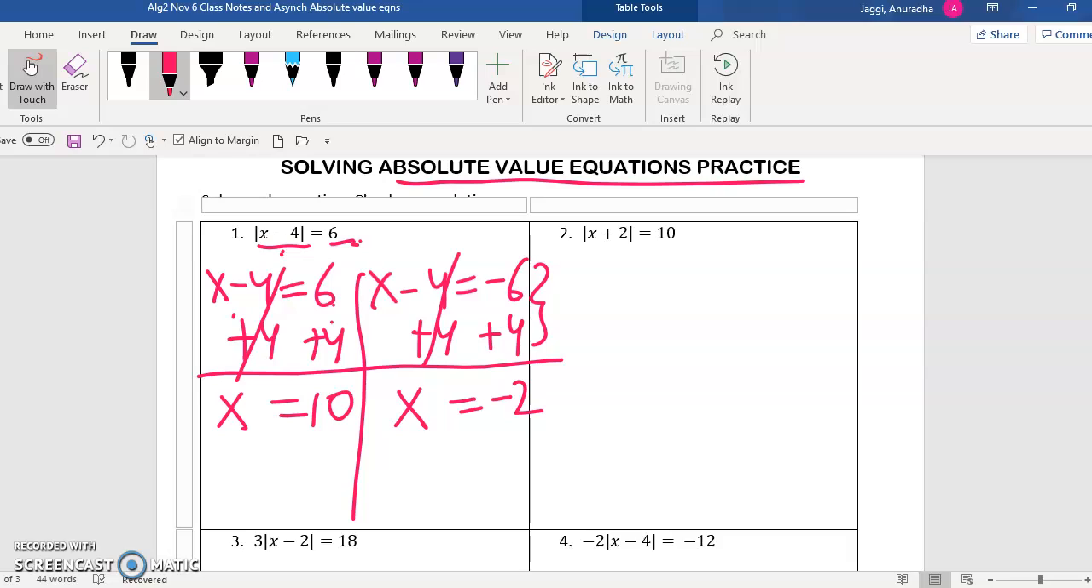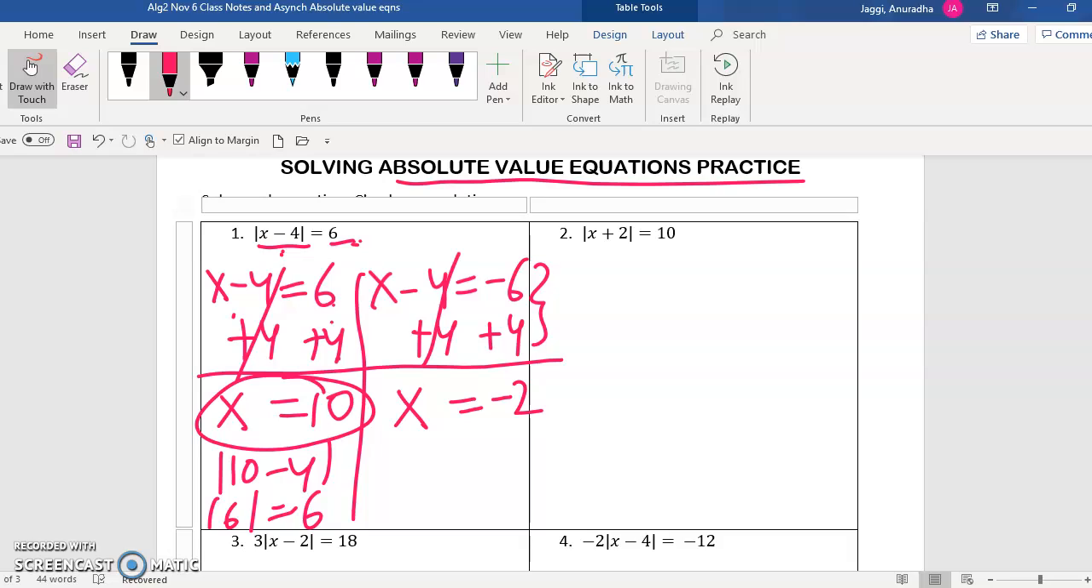Now, are we ready to circle the answers? Not yet. I'm going to check my answers. First one, 10 minus 4, that's absolute value of 6, that is equal to 6. Absolutely right. Now I can circle my answer. Let's see the next one.